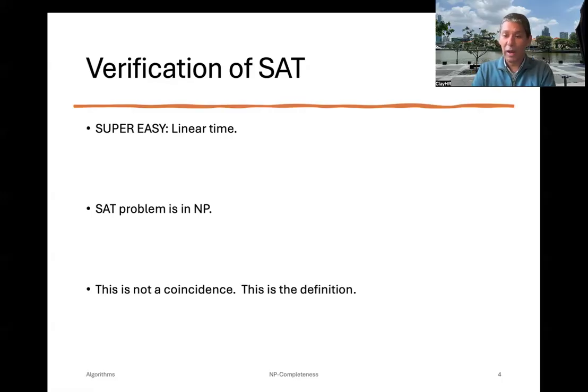And we also are told that the SAT problem is in NP. These two statements are not a coincidence. This is just the definition. When we say that a problem has a very simple polynomial-time verification method, that problem is by definition in NP. Okay.